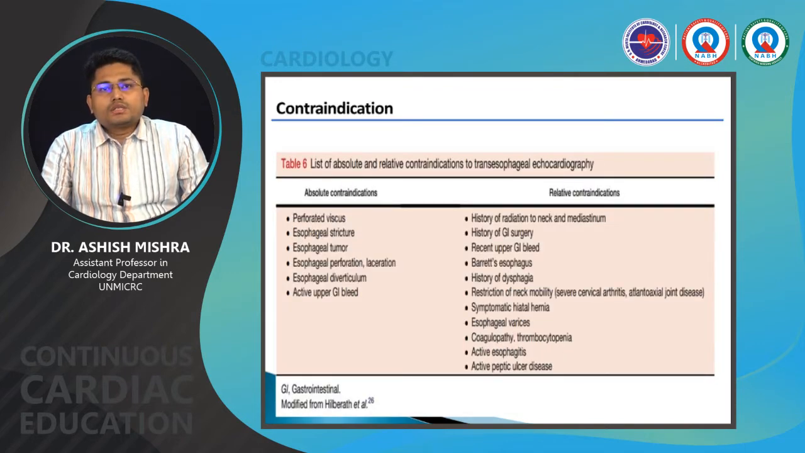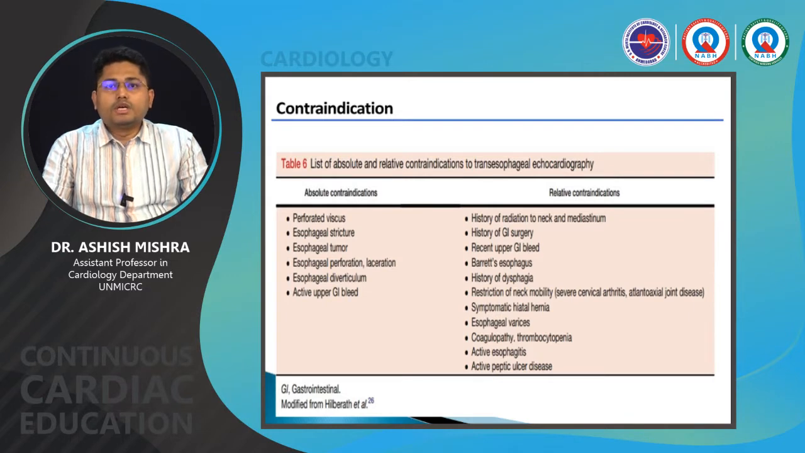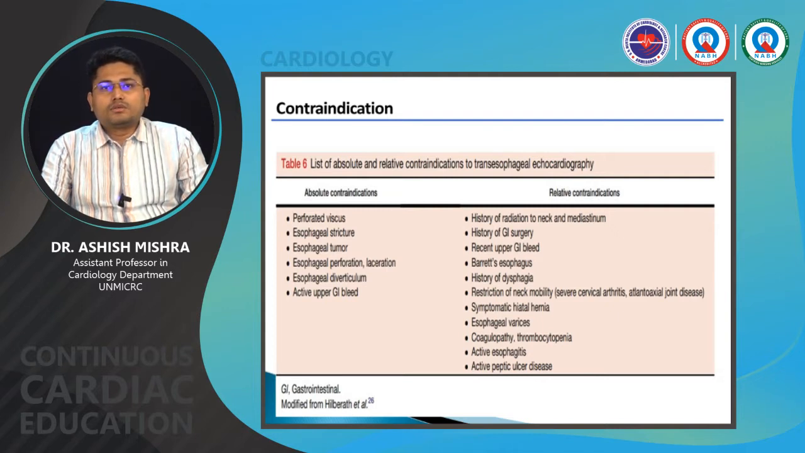These are some of the contraindications. We should remember the absolute contraindications, where in fact there is suspected perforated viscus, esophageal stricture, esophageal tumor, esophageal perforation or laceration, esophageal diverticulum, or recent active upper GI bleed. Relative contraindications are history of radiation to neck and mediastinum, history of GI surgery, recent upper GI bleed, Barrett's esophagus, history of dysphagia, restriction of neck mobility, symptomatic hiatal hernia, esophageal varices, coagulopathy, thrombocytopenia, active esophagitis, and active peptic ulcer disease. So one should remember the absolute contraindications, and in fact most of these contraindications can be ruled out based on clinical history taking.